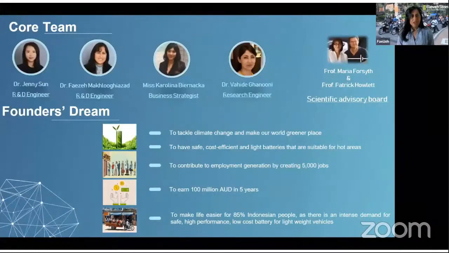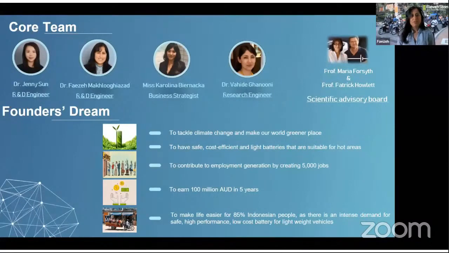We are an amazing team of 4 young female researchers. Jenny and myself are research and development engineers, Carolina is amazing in marketing, and Vahide has prototyping knowledge. We have a lot of the skills required to bring this compelling idea to the market. And we are also supported by a broader group at Beacon University who are world-renowned in battery research.